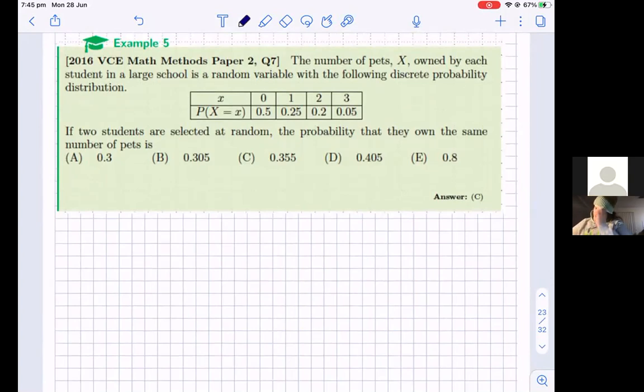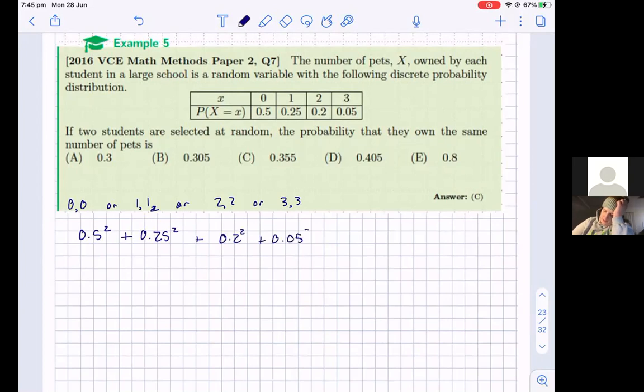So if we're choosing 2 pairs at random, we could have 0, 0, or 1, 1, or 2, 2, or 3, 3. So we could have 0.5 squared. We could also have 0.25 squared. We could have 0.2 squared, and we could have 0.05 squared. All up, that comes to 71 on 200, which is 0.355.